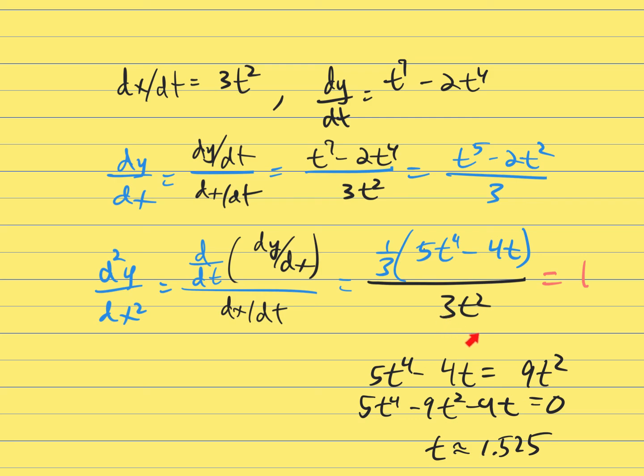And they want to know for which positive values of t this second derivative of y with respect to x is equal to 1. Multiplying both sides by 3t squared, and then multiplying both sides by 3 to get rid of the 1/3, we get this. Getting everybody on one side, putting this expression in y1 in our calculator, and finding out where it has zeros that are positive. This is the only one, and that's choice D.